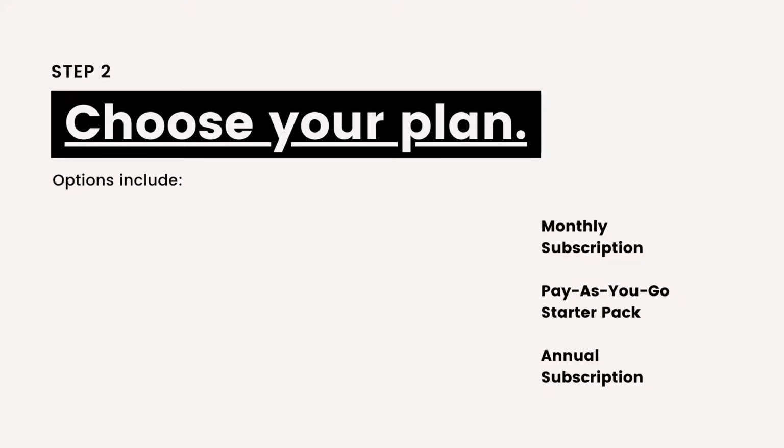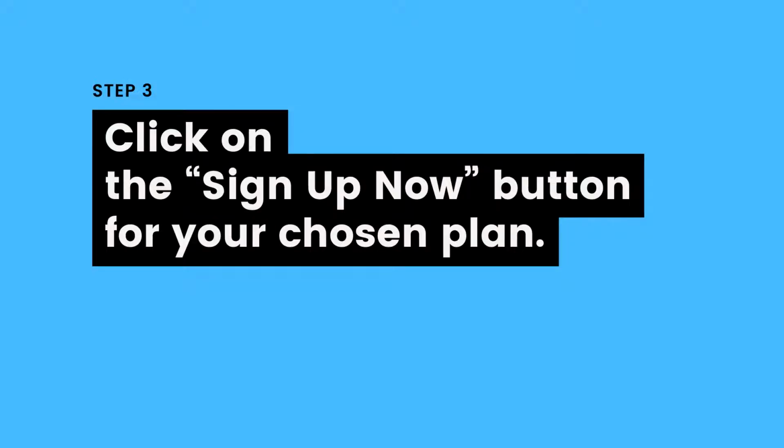Step 2. Choose your over-the-phone interpreting plan from the options available. Accentable Services offers a monthly subscription, a pay-as-you-go starter pack, and an annual subscription. Step 3. Click on the Sign Up Now button for your chosen plan. This will take you to the order page.